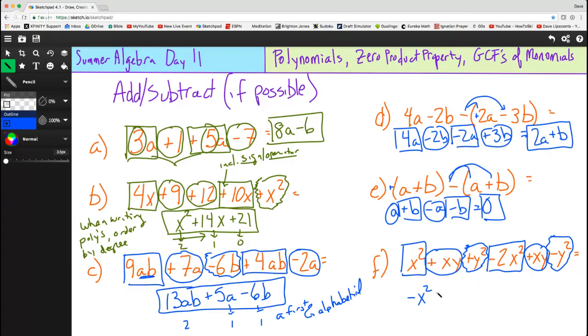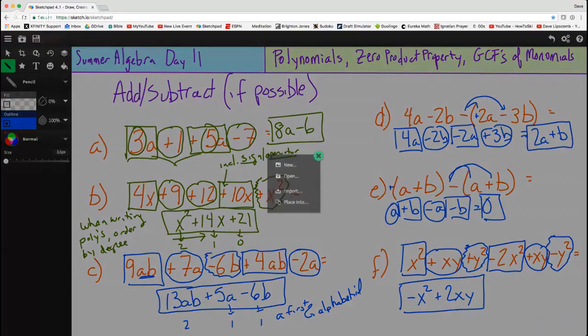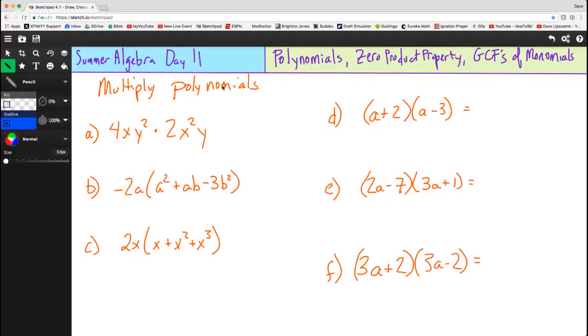So now we do our xy terms. This is 1xy, that's another xy, so that's 2xy, and our y squareds cancel. Y squared minus y squared is 0. So there we go, adding and subtracting. Do we have more adding and subtracting? No, now we have multiplying polynomials.